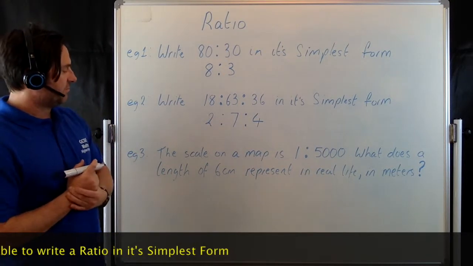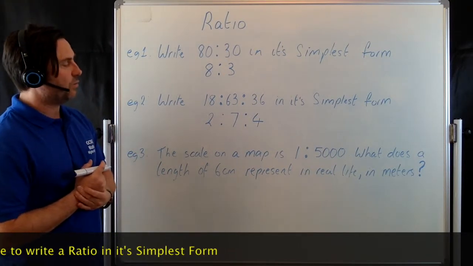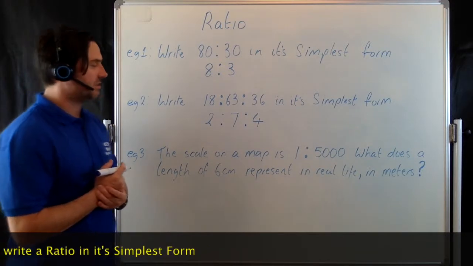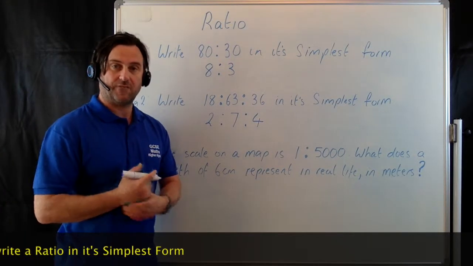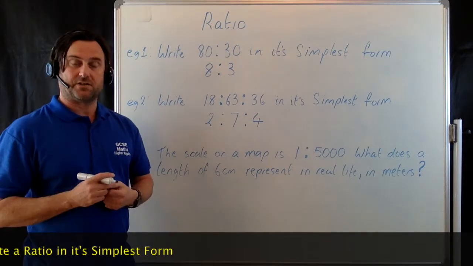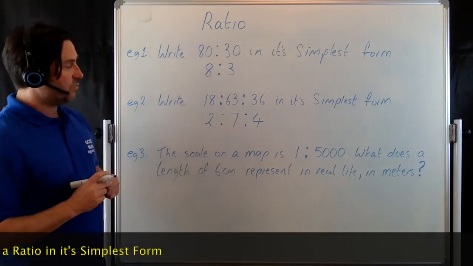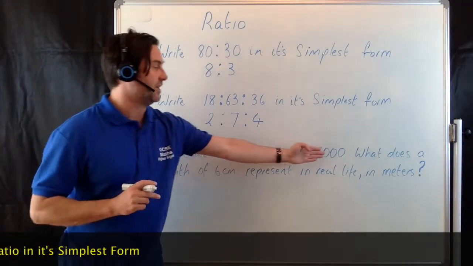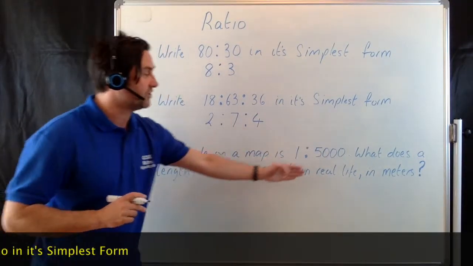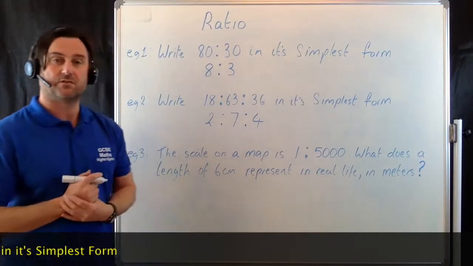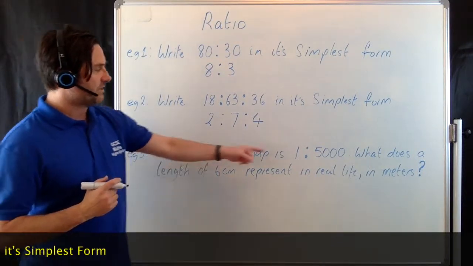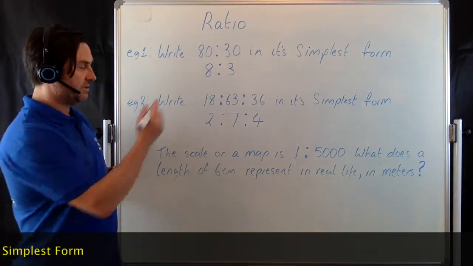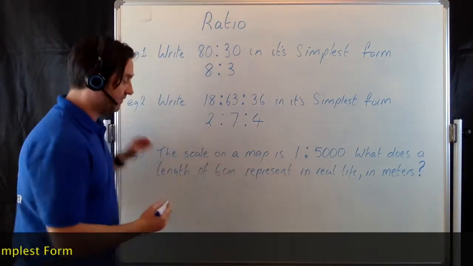The last one, example 3. The scale on a map is 1 to 5,000. What does a length of 6 centimeters represent in real life in meters? Now there's two parts to this question. First of all, we've got to work out what the 6 centimeters would represent in real life, but it wants it in meters, so we have to do a conversion. Well, if 1 centimeter equals 5,000, 6 centimeters must be 6 lots of 5,000.